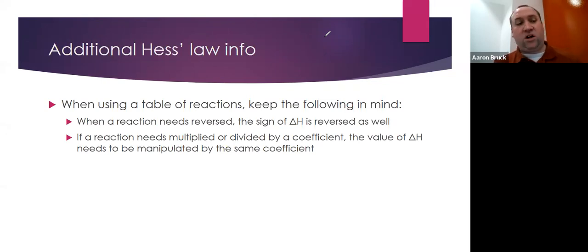And if a situation occurs where we need to multiply or divide, we're going to apply that to the delta H value as well. So if I cut all of my values in half, I'm going to cut my delta H value in half because that delta H value is key to the stoichiometry of the reaction itself. So if it has 2 moles of the reactants and we turn that into 1 mole of the reactants, the delta H is going to go down by half as well.